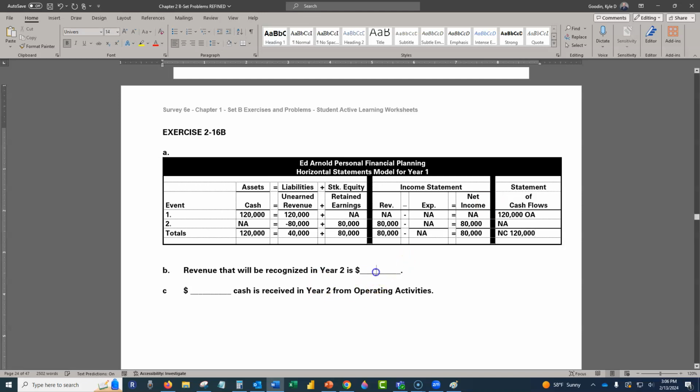So revenue that we're going to recognize in year two, well, that's simple. It's simply the unearned revenue that's left to collect. Okay, we have to collect $40,000 in year two. And then how much cash do we receive in year two from operating activities? We won't receive any, right? She's already paid us the cash, $120,000. So in year two, as we recognize that revenue, we will not have any more cash flow.